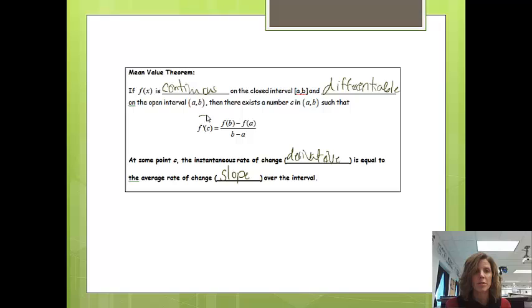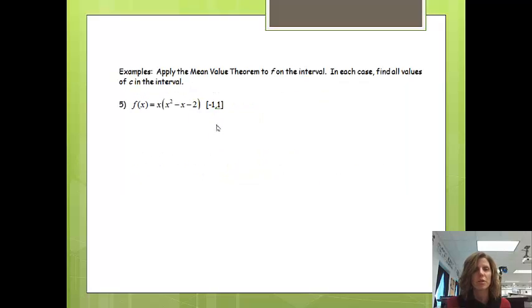So notice this first side, that's the derivative. The second side is the slope, or the average rate of change. So if the mean value theorem holds, if a function is continuous and you can take the derivative, then there will be somewhere where the derivative will equal the slope. So let's go ahead and see if we can apply it.